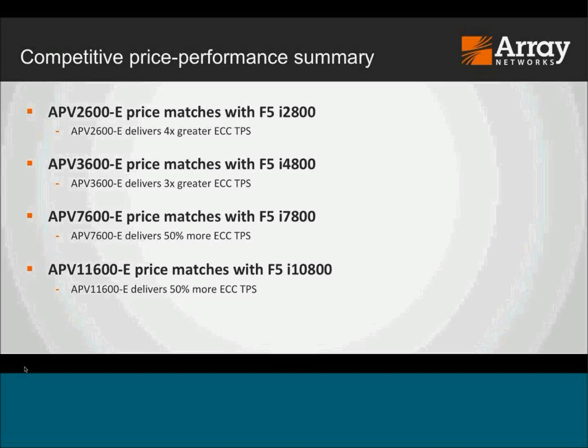The 3600 price matches with, let's say, the I4800, right? But you're getting 3 times greater ECC SSL transactions per second. APV 7600 price matching with an I7800, but again, 50% more, and very similarly with the 11600 versus the F5 I10800, again, delivering 50% more ECC SSL transactions per second. So best outright performance, best price performance, best affordability.